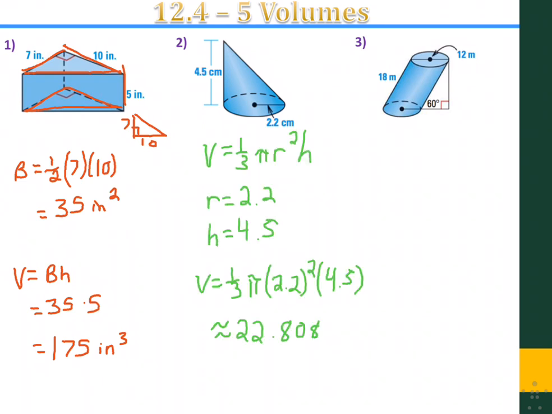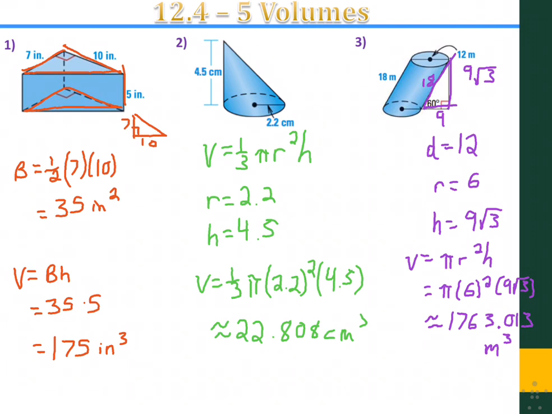Number 2 is a cone. It's a weird-looking cone, but Cavalieri's principle says it doesn't matter how weird it is, we still have the radius, we still have the height, that's all we need. So 1/3 pi r squared h grants us, there's no way to do this without rounding, comes out to about 22.808 centimeters cubed. I should write that in. Centimeters cubed.